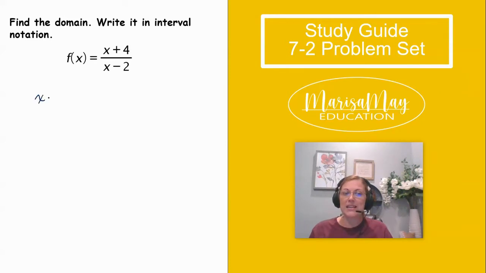And the reason is because we know that we can't divide by 0. So what I do is I take the entire denominator, set it not equal to 0, and then you can solve. Here, now you know your domain is everything except x cannot be 2. So how do we write that with interval notation?